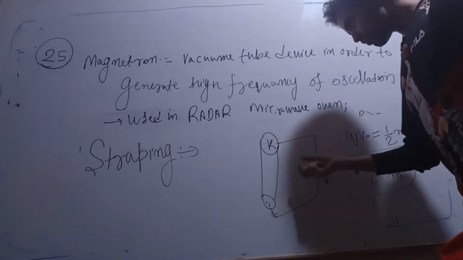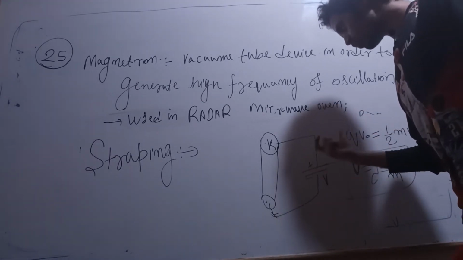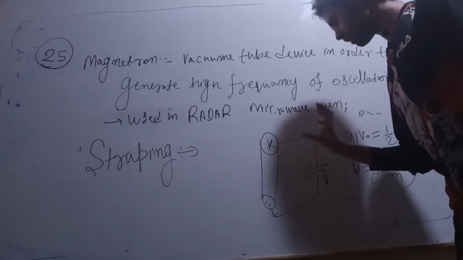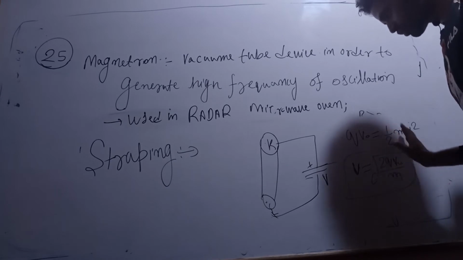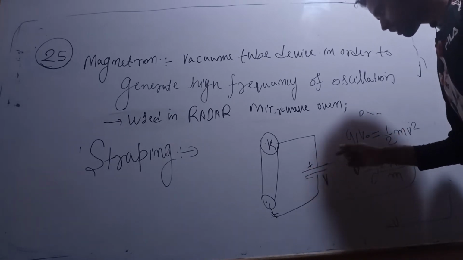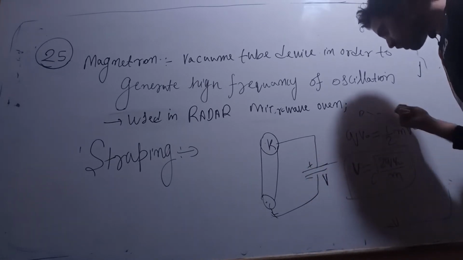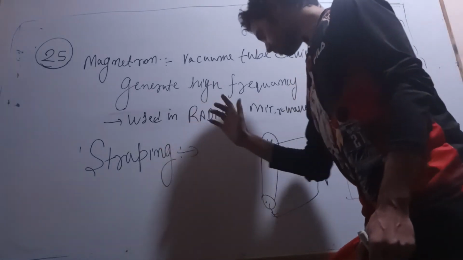Now we want to convert this energy which is present in the DC signal to the electron. We want to transfer the whole of this potential energy to the electron. So now see here, electron.